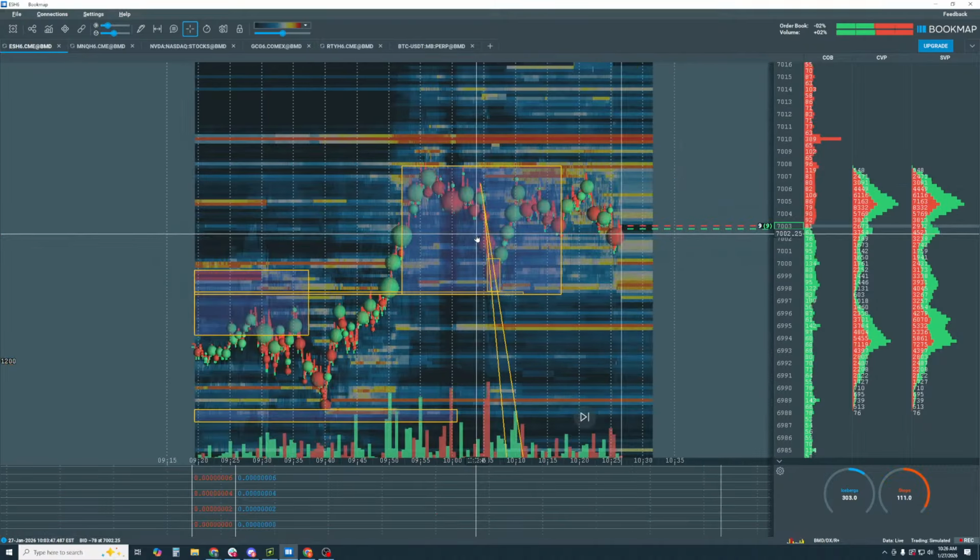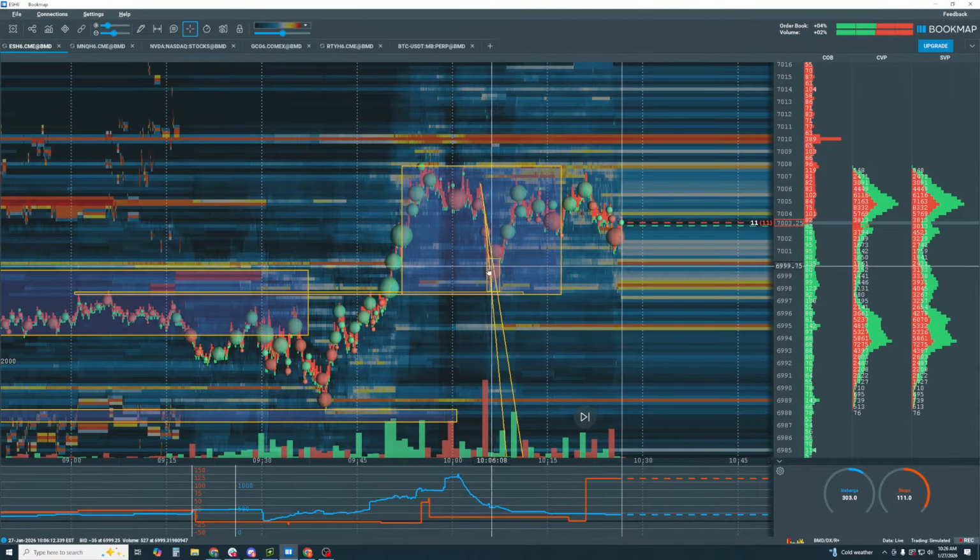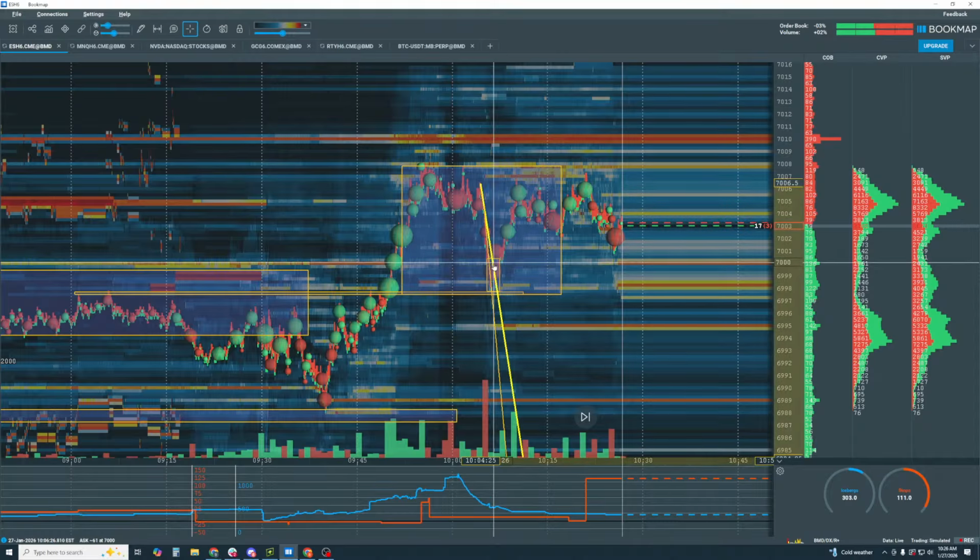Okay. So we want to look at the swings on the higher time frame, and then we'll drill down further and further and further.